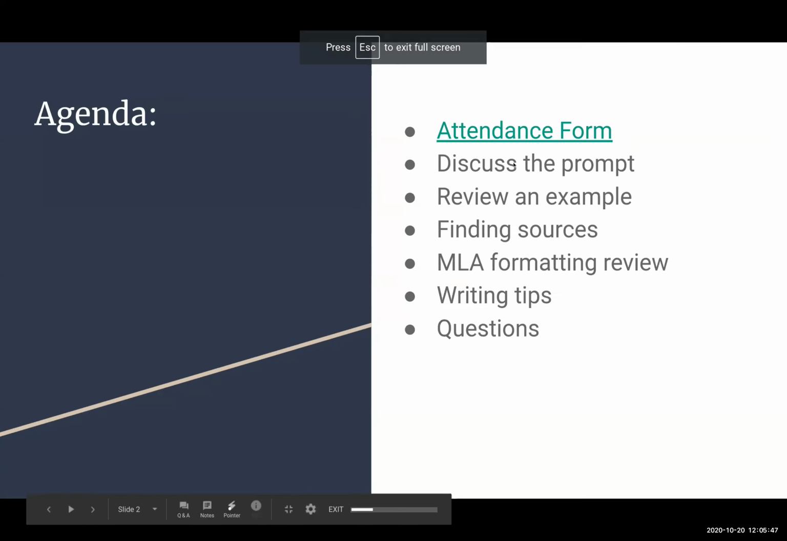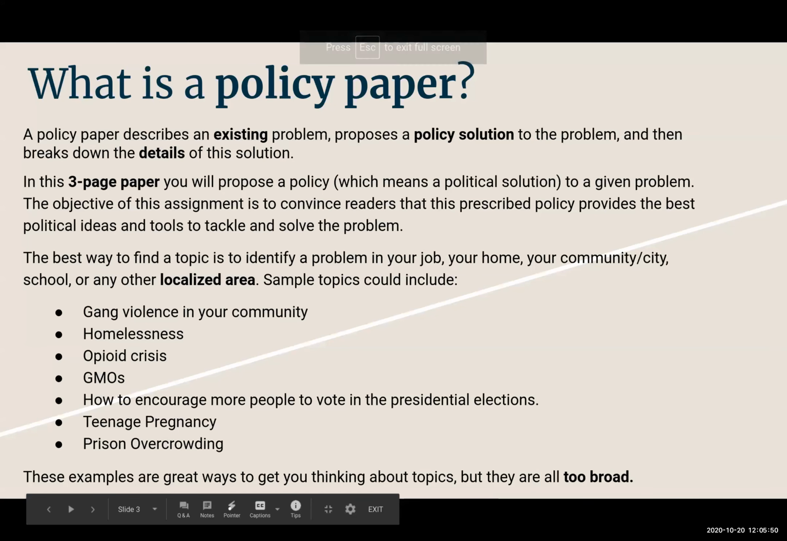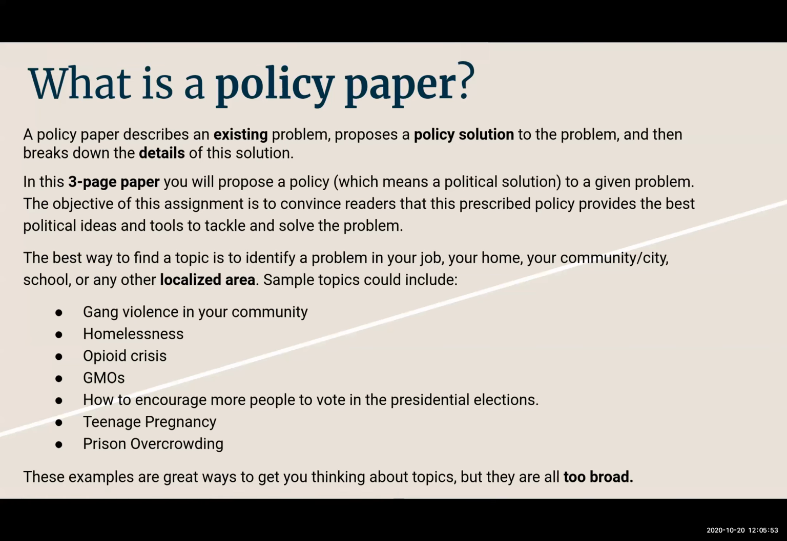Okay, let's get started. So first of all, what is a policy paper? A policy paper describes an existing problem, proposes a policy solution to that problem, and then breaks down the details of the solution. So I've highlighted in bold a couple important things to note about this description. First of all, your policy paper describes an existing problem, and by that we mean an ongoing problem. So we're really interested in you writing a paper about a problem that's either addressing your community, right, your neighborhood, your city, your state, or your country, but it has to be something that's ongoing.